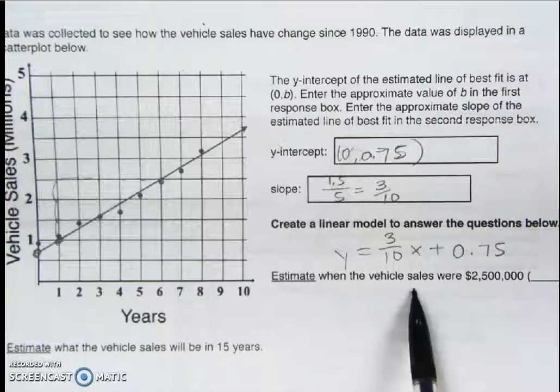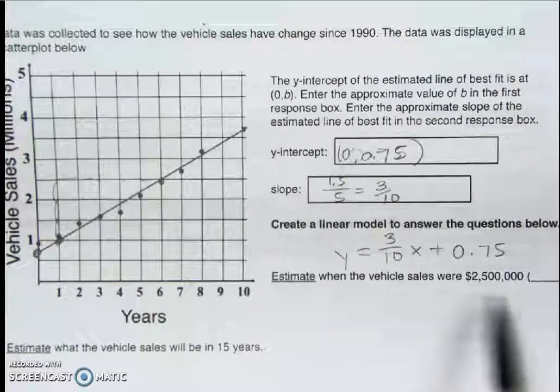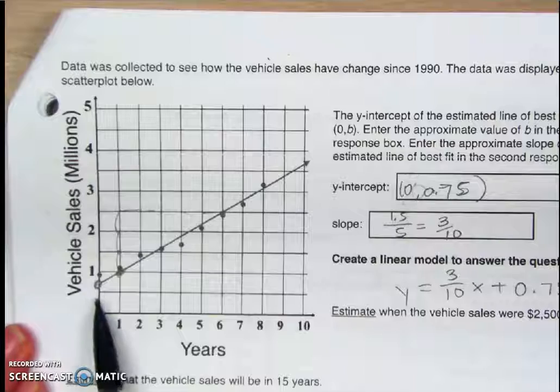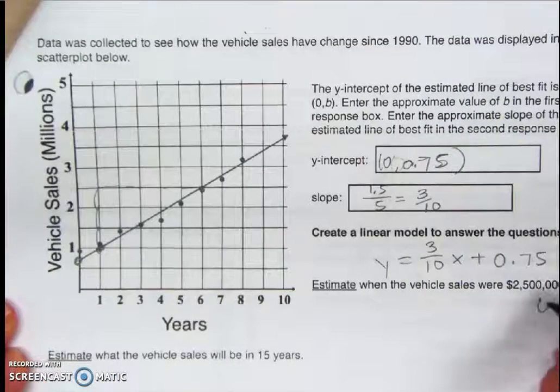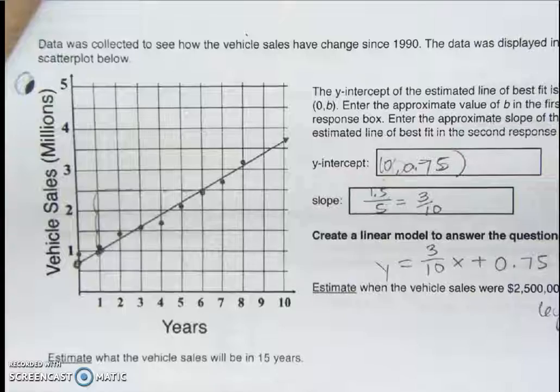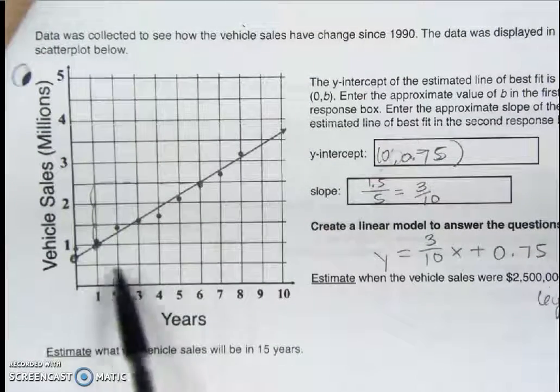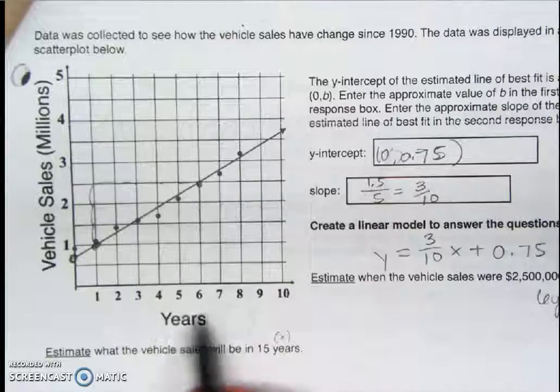Estimate when the vehicle sales were 2,500,000. Estimate when those vehicle sales were 2.5 million. 2.5 million went with 6 years. So we can use the graph for that. What vehicle sales will be in 15 years? So in 15 years, years is x. All right, so that's the x value. I took that off the graph.